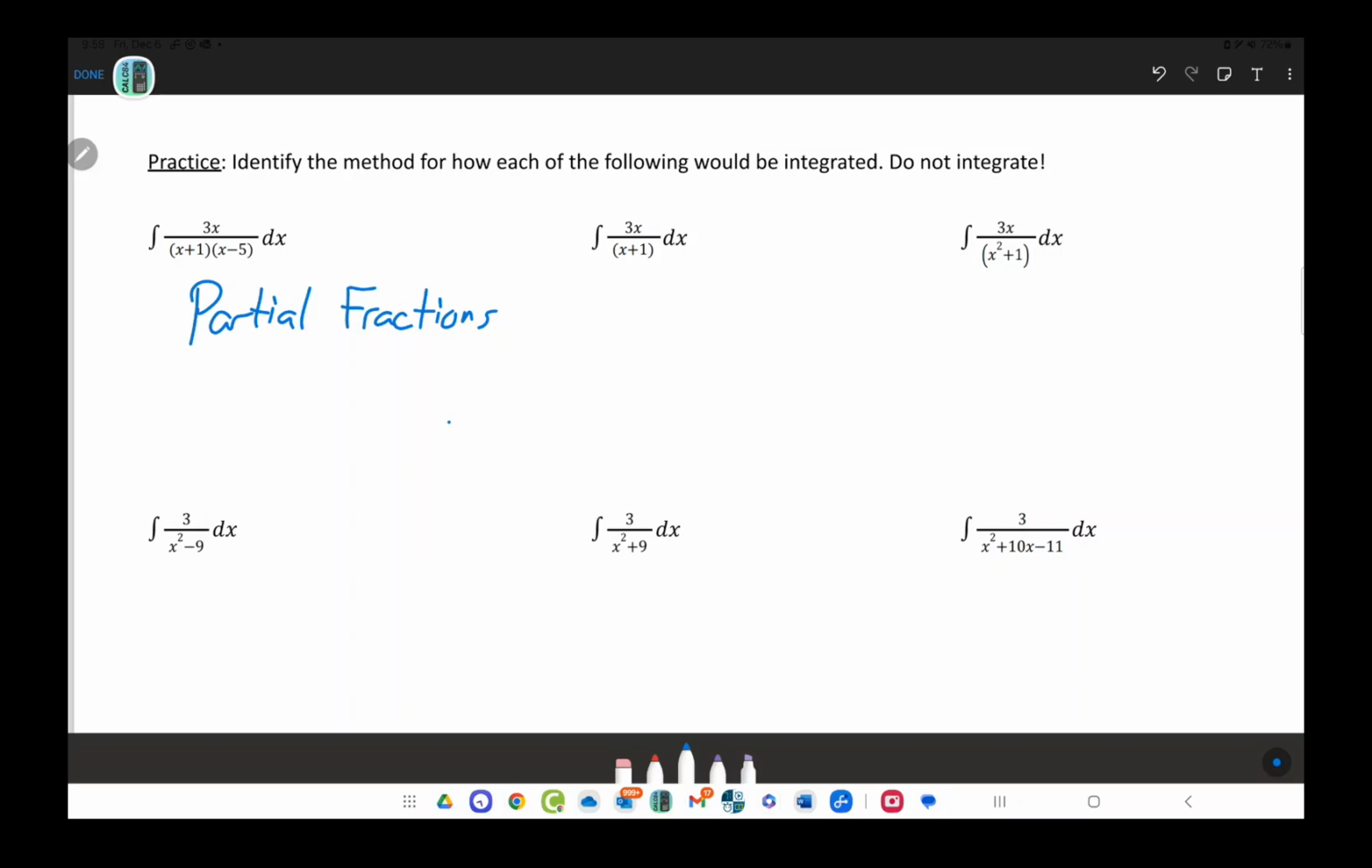Now, for number 2, the second one, since we don't have any separate fractions, we use division. And we did that yesterday.